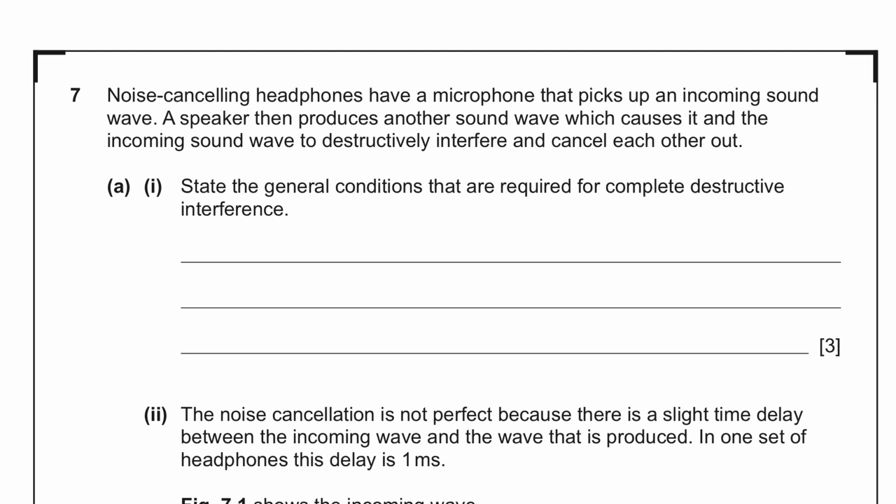Okay, so remember that to get destructive interference, you have to have peaks from one meeting troughs from the other. So they effectively have to be in antiphase. And for the sizes of them to be the same, you can get full cancelling if the amplitudes are equal. So you've got antiphase, but equal amplitude in order to get complete cancelling.